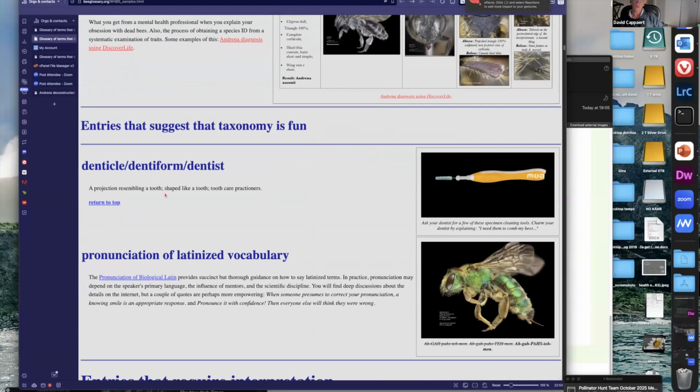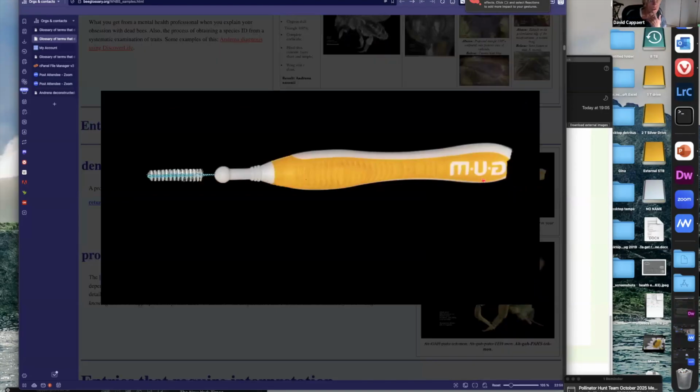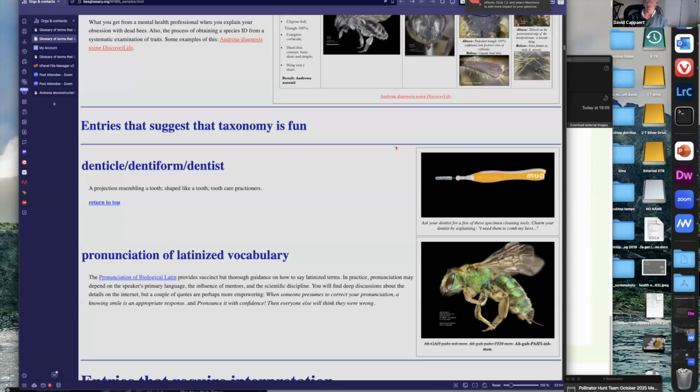This is where I'm trying to keep things light. I really like this. It's indulgent for myself, but this right here is a tool that you get at the dentist for cleaning your teeth. It's a dental floss helper or something like that. And it has no place in this glossary except that the word denticle might be used. And anybody could probably see that refers to a tooth, but I just wanted to exploit it.